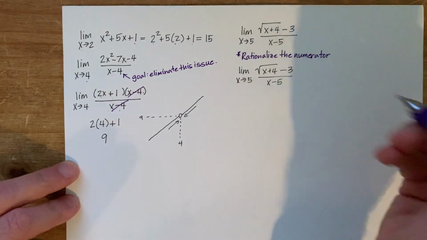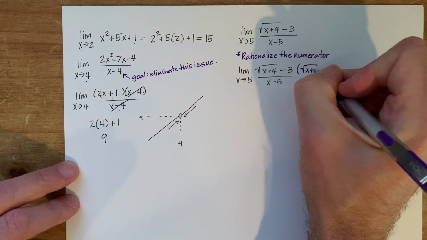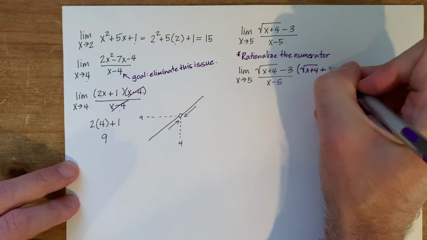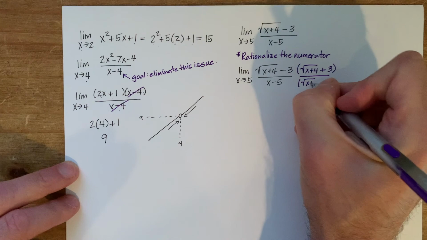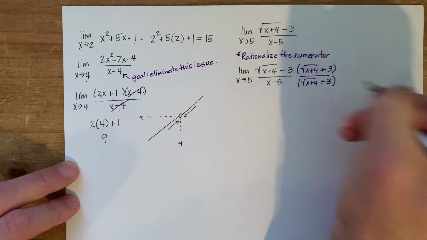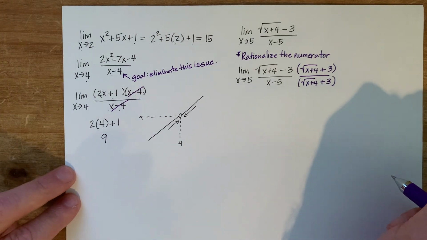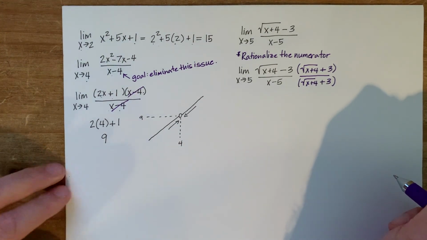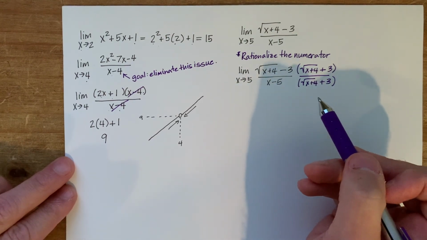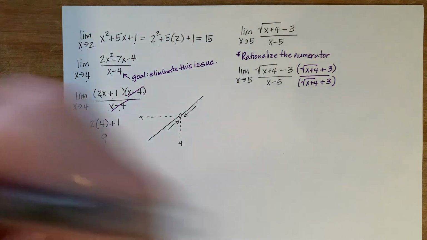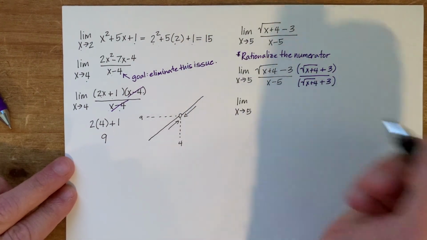I'm going to multiply the top and the bottom of my fraction by the conjugate of the numerator. So I've got the square root of x plus 4 plus 3. And at first glance, that might make it look like I'm making the problem worse, that I'm increasing what I have in the denominator, and how is this ever going to work out for me? But just let it play out here. So we've got the limit as x goes to 5.